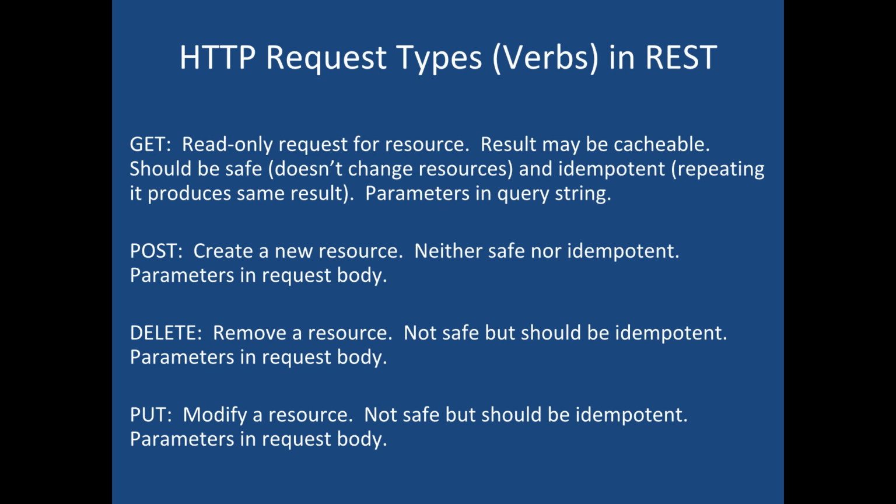A POST request is for creating a brand new resource. So you create a new repo, create a new user. That'll typically be a POST request. And that's not safe, meaning if you create a new user and then do the exact same thing again, you're not going to get the same result. You get an error message because the user already exists. It's not safe because it changes the resource. It's not idempotent because if you do it twice in a row, you get a different answer the second time. DELETE is for removing a resource, and PUT is for modifying a resource. There's no rule that says it has to do that, but the API typically respects it.